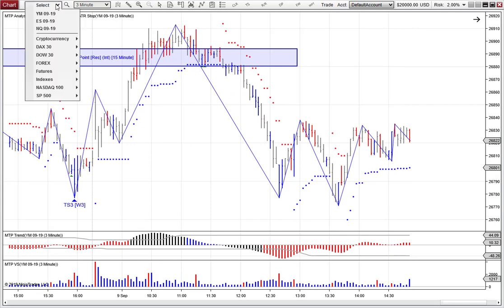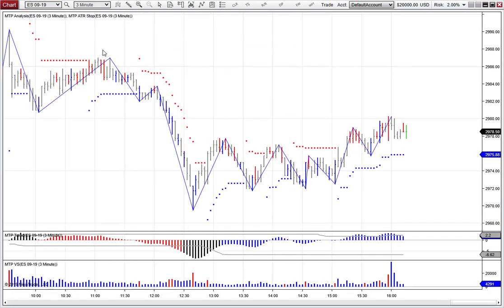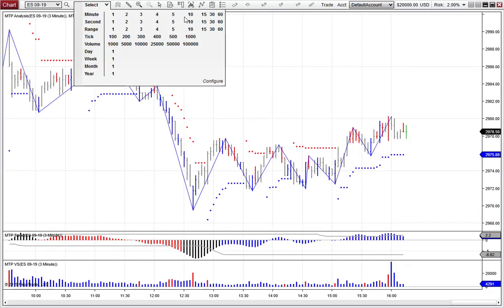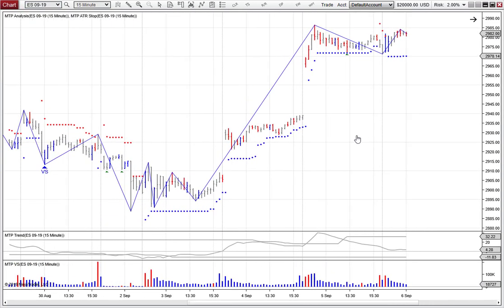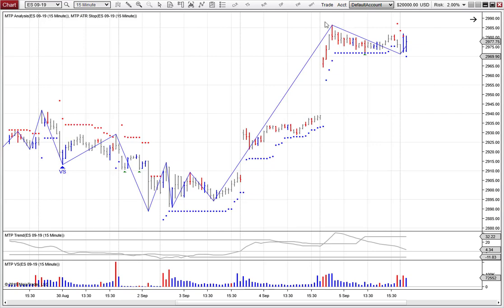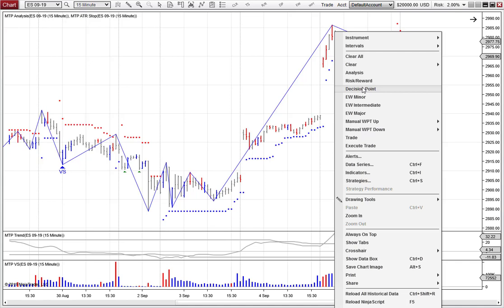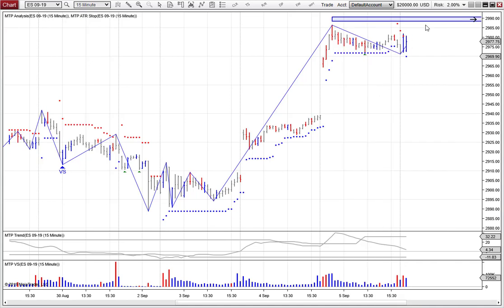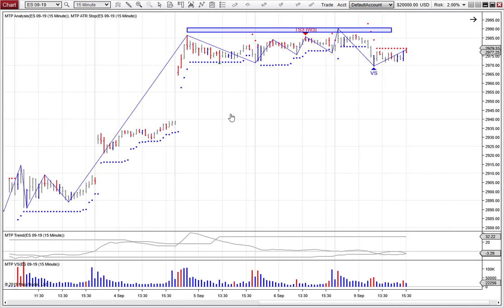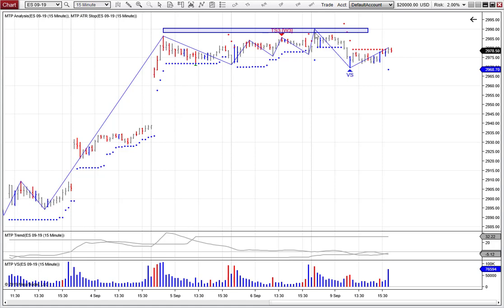Let's compare that to the ES. Exactly the same thing. We'll go back to the higher time frame chart. We'll go back to the last main pivot, swing high or low. Right mouse click, do decision point. You can see there it placed a DP level on our chart. If we go forward, you can see that there it caught that level quite nicely and then made a reversal.